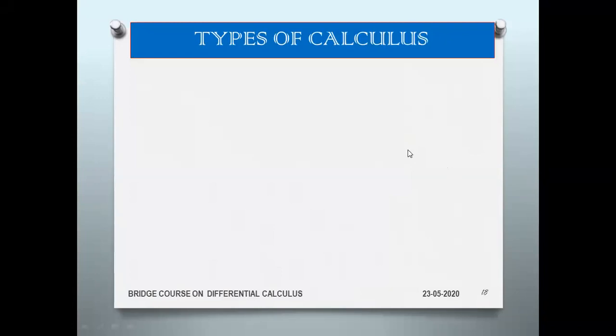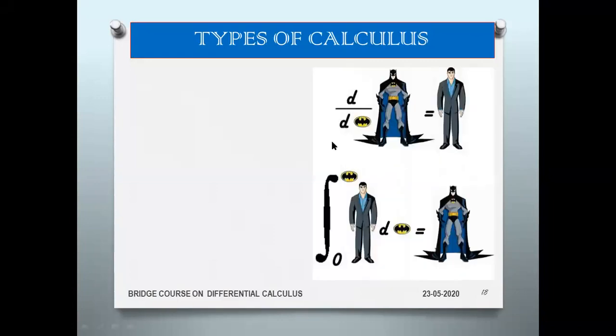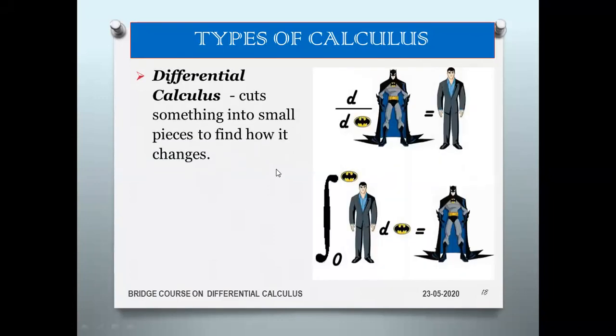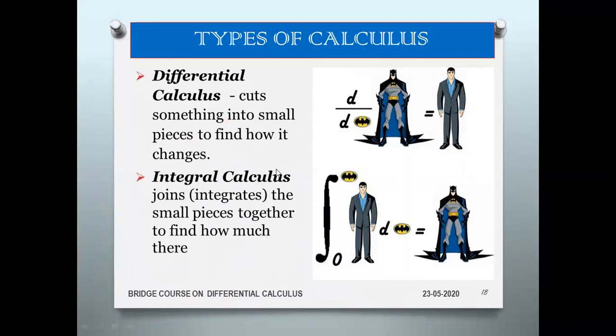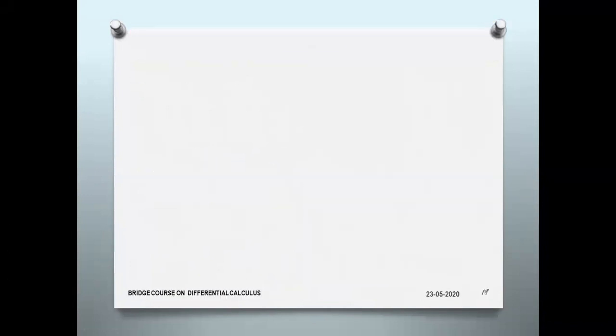So now we'll go into the subject of differential calculus. So what are the types of calculus? There are two types: differential calculus, which cuts something into small pieces to find how it changes, and integral calculus, which joins, that is integrates, the small pieces together to find how much is there.